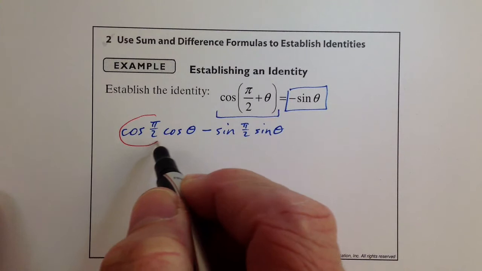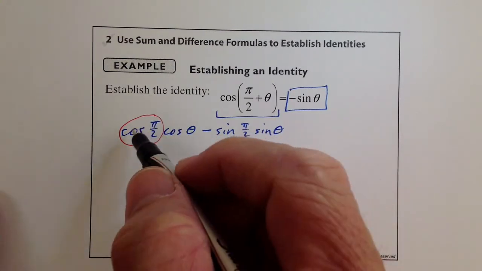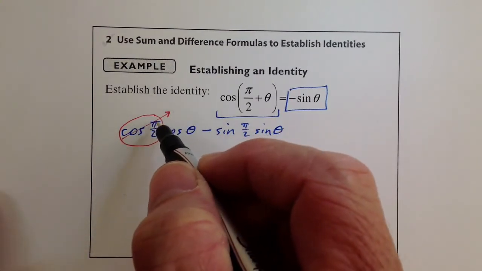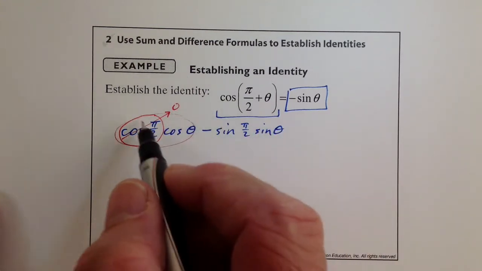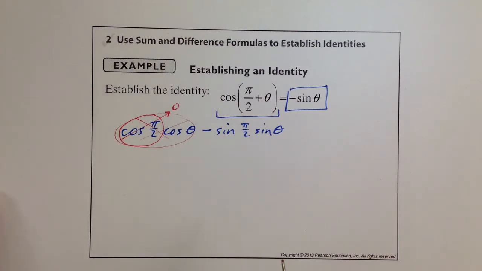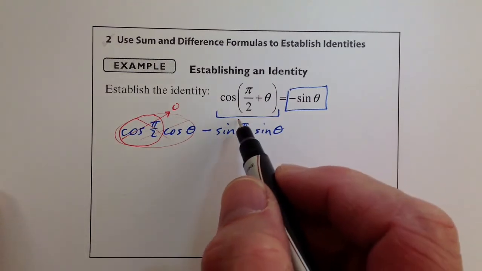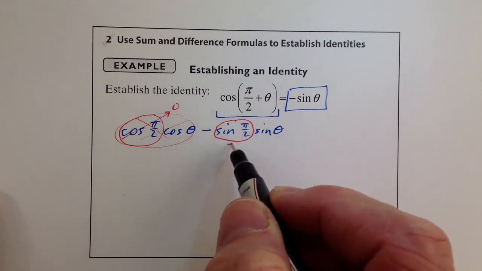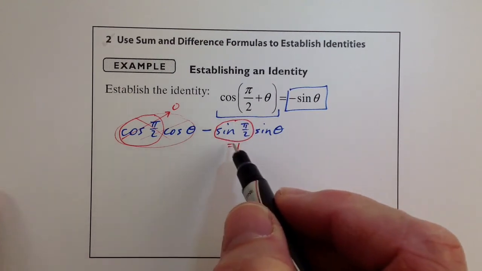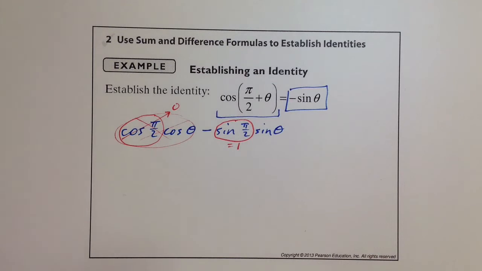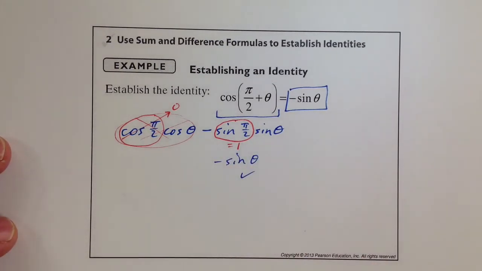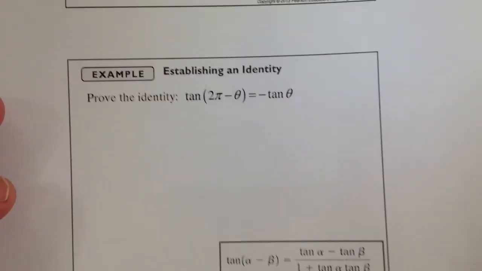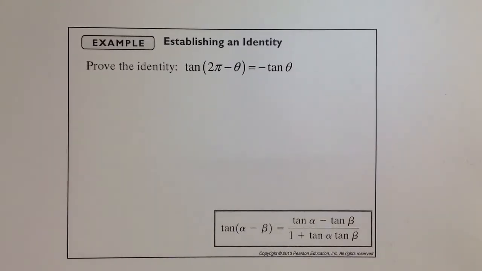We know that the cosine of pi over 2 is 0, so that makes this whole term equal to 0. And then minus the sine of pi over 2, which is equal to 1, so we have minus 1 sine theta. So we have minus 1 sine theta, or minus sine theta, so we just put a check, just like that. Okay, alright, let's go ahead and look at the second one.